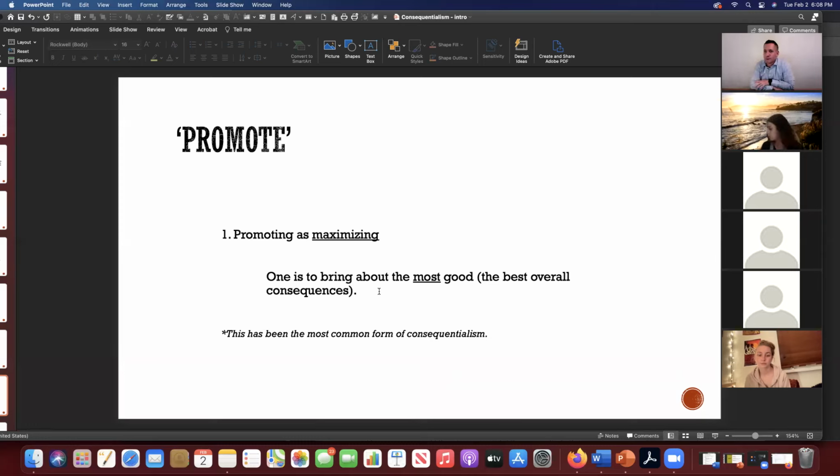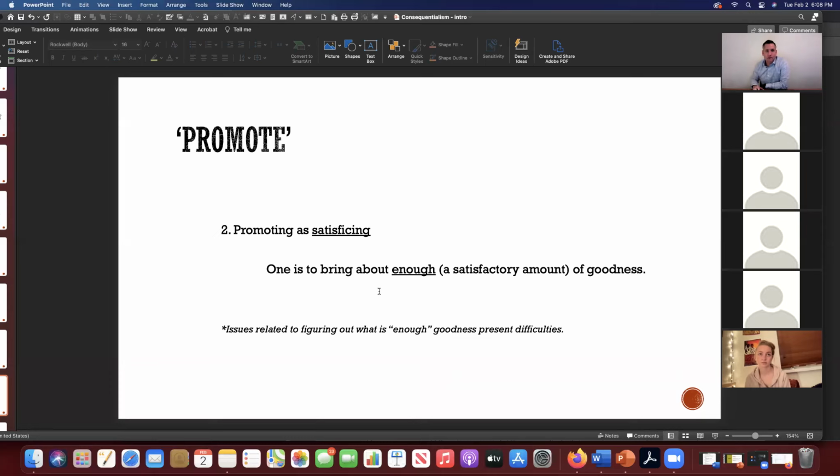So when we take the slogan, promote goodness, you can understand the slogan here. We're thinking about the maximizing idea as promote the best. Okay, and one is obligated to do the best on such views.